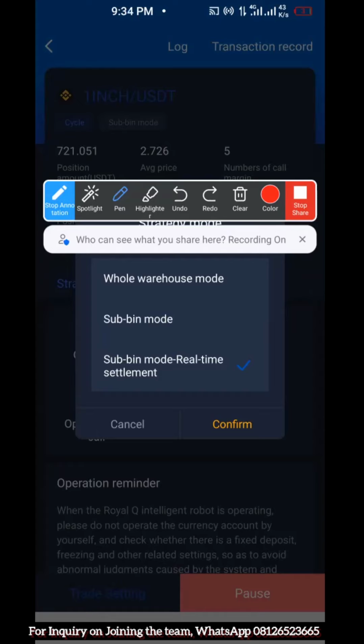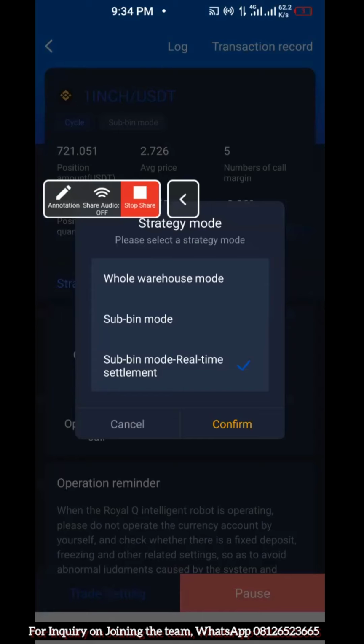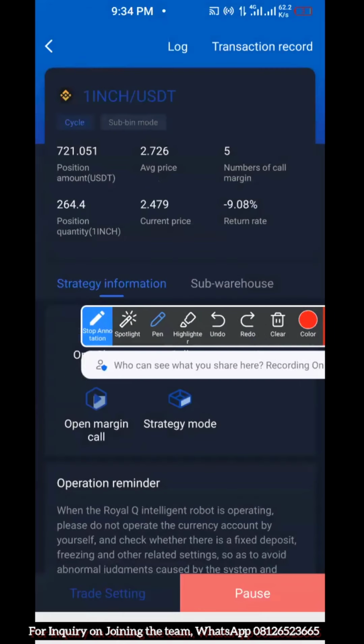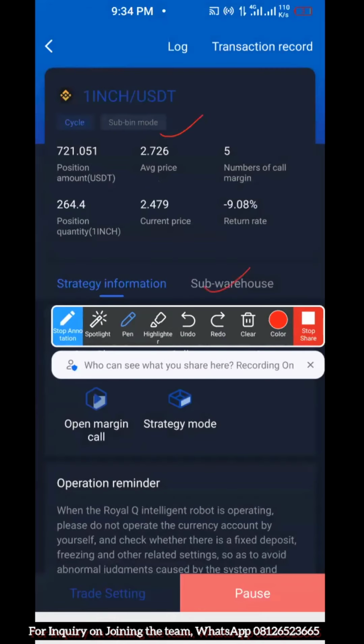By default, your own will come with all warehouse mode, or some of them might come with sub-beam mode. Now, what is all warehouse mode? The mode that you are running, first of all, will show here. So this is where you know the mode you are running. So right now, I'm running sub-beam mode or sub-beam mode real time. They are both the same. I'll tell you the difference shortly.